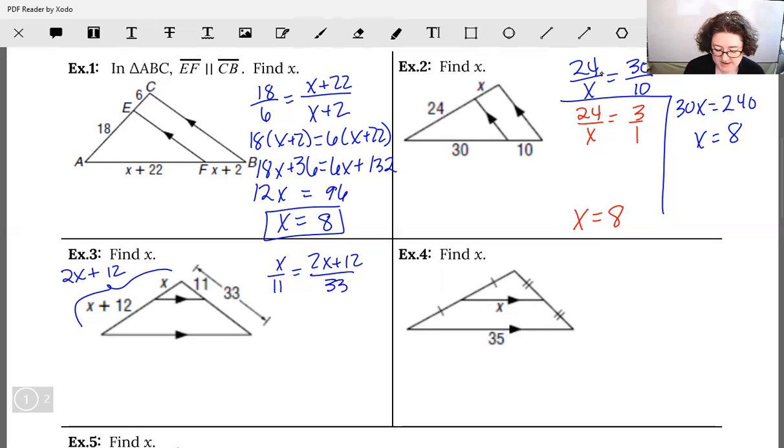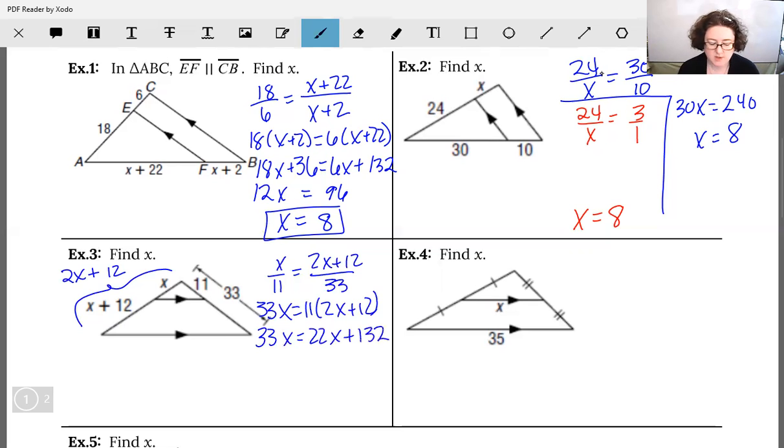Okay, so cross multiply. 33x is going to equal 11 times 2x plus 12. So distributing out that 11, I'm going to get 22x plus 132. How did I do that so quick without the calculator? Okay, your trick for multiplying by 11s: when you multiply a 2-digit number, add the 2 digits together and put it in the middle. So 1 plus 2 is 3, put it in the middle. Then combine your like terms, so subtract 22x from both sides, gives me 11x equals 132. But we know from our previous math that that actually equals 12.